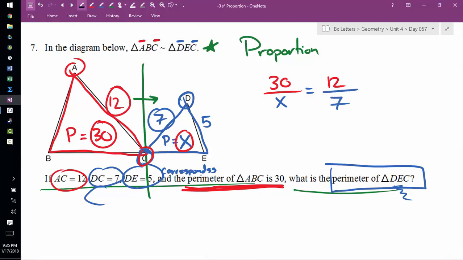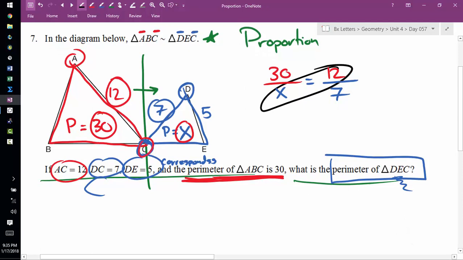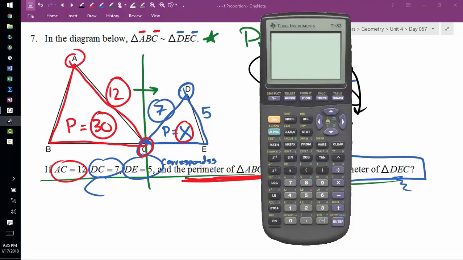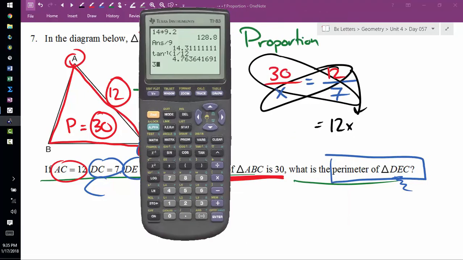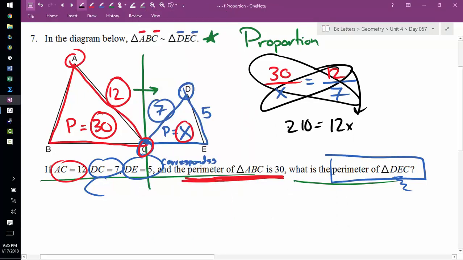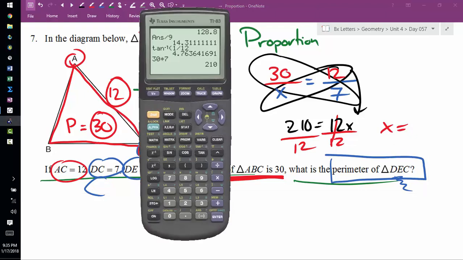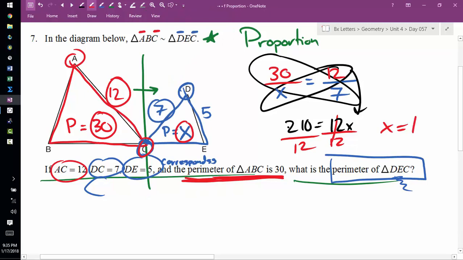And now we're ready to solve the perimeter by butterfly multiplying, so we'll get 12x, and then 30 times 7. Ask our calculator. 30 times 7, 210. And we're going to divide both sides by 12 in order to isolate our variable. And we'll figure out x equals whatever 210 is divided by 12. So 17.5. So x is what we were looking for. It's the perimeter. So we're going to write a nice little sentence.